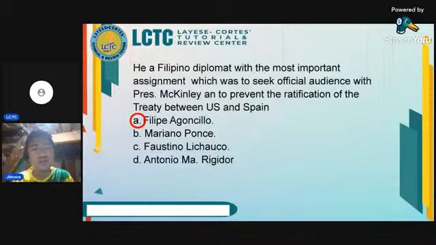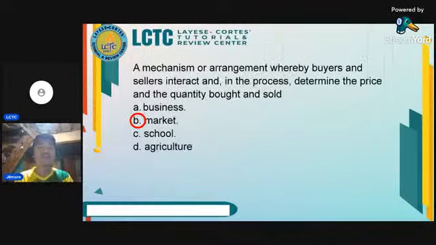Mariano Ponce and Faustino Lichauco were sent to Japan, and Antonio Maria Regidor, I think he was sent to England. Okay. They were Filipino diplomats. So, Felipe Agoncillo was a Filipino diplomat with the most important assignment, which was to seek an official audience with President McKinley to prevent the ratification of the treaty between the US and Spain. And take note, it was President William McKinley who decided that the Philippines should remain under American colony because of his mission of benevolent assimilation. Okay, let's proceed.